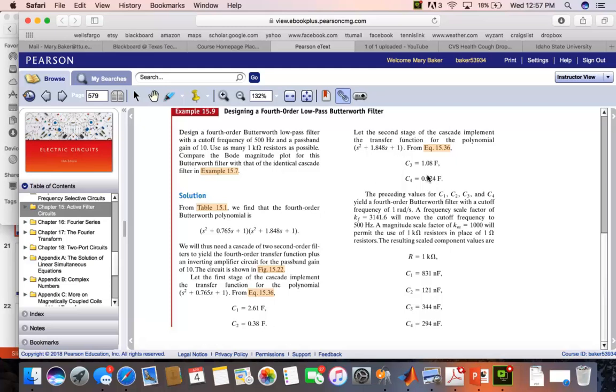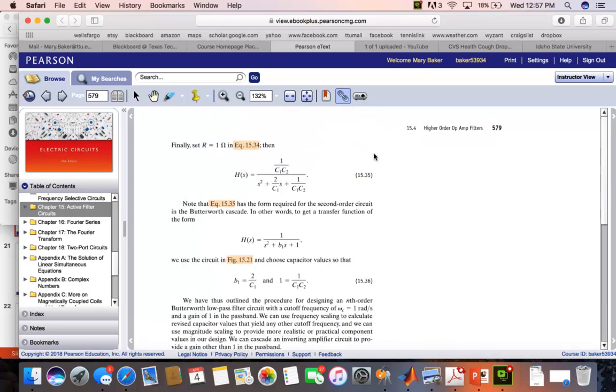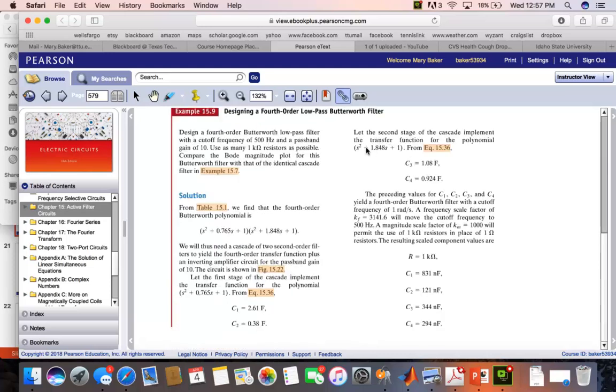Then we come here and we see that C3 is 1.08, because now instead of using 0.765, we have to use 1.848 for our number to determine C3. So in this case, 2 over C3 is 1.848, C3 is 1.08, and then C4 comes from 1 over C3C4 has to equal 1. So now if we put these capacitors into our circuits and 1 ohm resistors, we basically have a fourth order Butterworth filter that will have a cutoff of 1 radian per second.